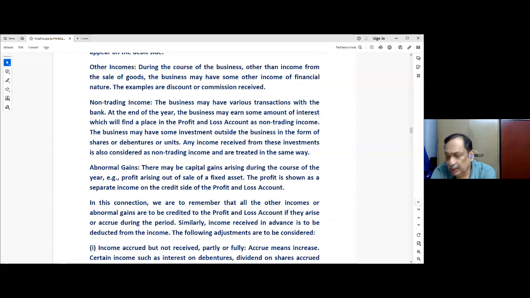The business may have various transactions with the bank. At the end of the year, the business may earn some amount of interest, which will find a place in the profit and loss account as non-trading income. The business may have some investment outside the business in the form of shares or debentures or units. Any income received from these investments is also considered as non-trading income and is treated in the same way.